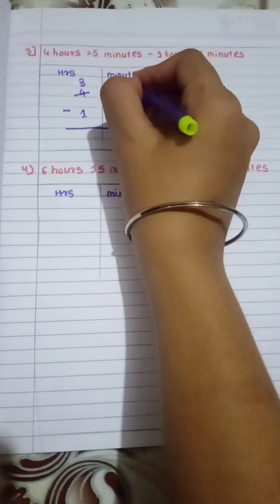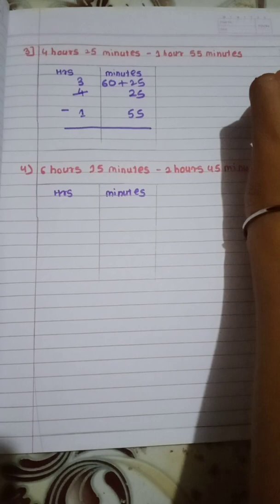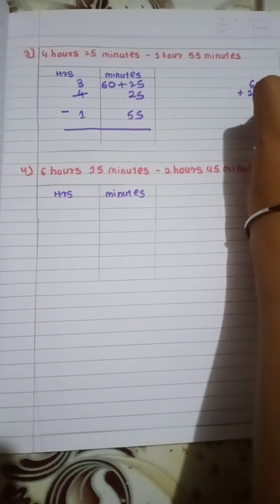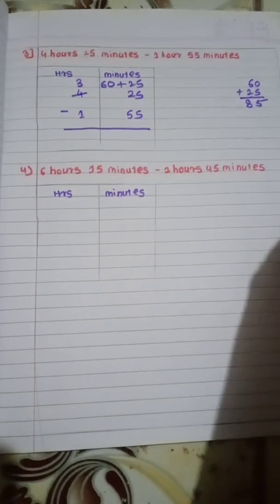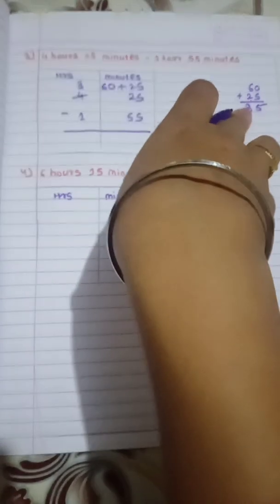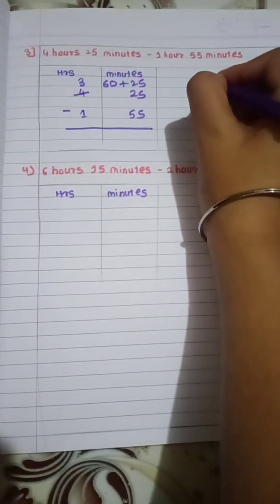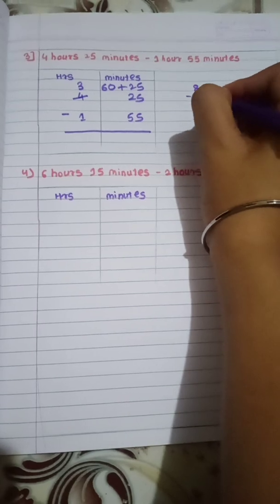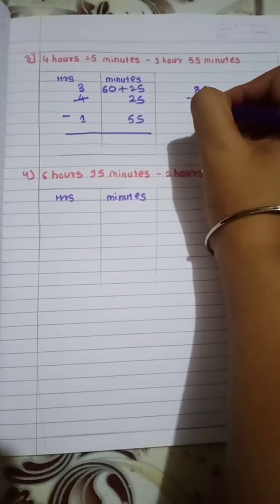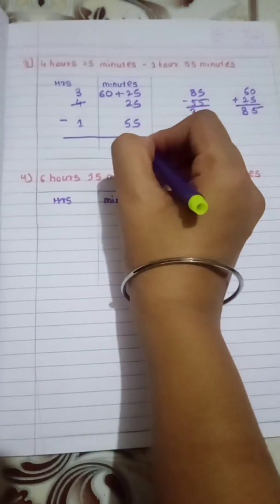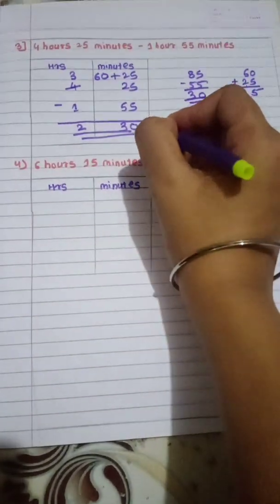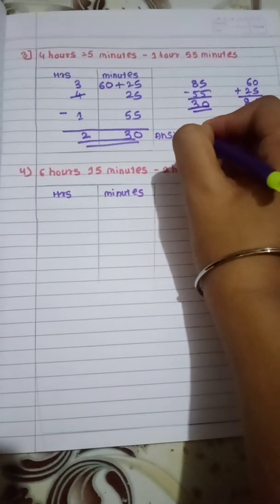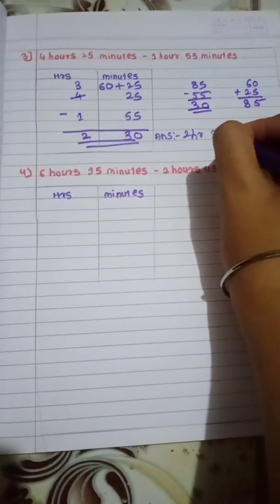Okay. And 60 plus this 25. How much is it? 60 plus 25 is 85. So I will subtract 55 from the 85. So I will do here 85 minus 55. 5 minus 5 is 0. 8 minus 5 is 3. So 30. And 3 minus 1 is 2. So what is the answer I have got? Answer is 2 hour 30 minutes.